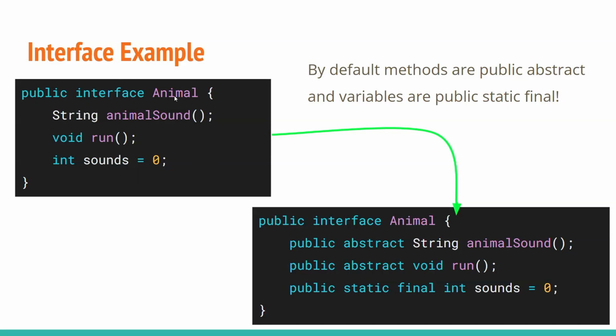So here we have an example of an interface. We have public interface Animal, and we have String animalSound and void run, as well as int sounds. So we can see animalSound and run aren't implemented. We don't know what they do because they don't do anything yet. And this is what you're going to be typing, but it's going to behave as if you had typed this. So it's going to be abstract, and then final.